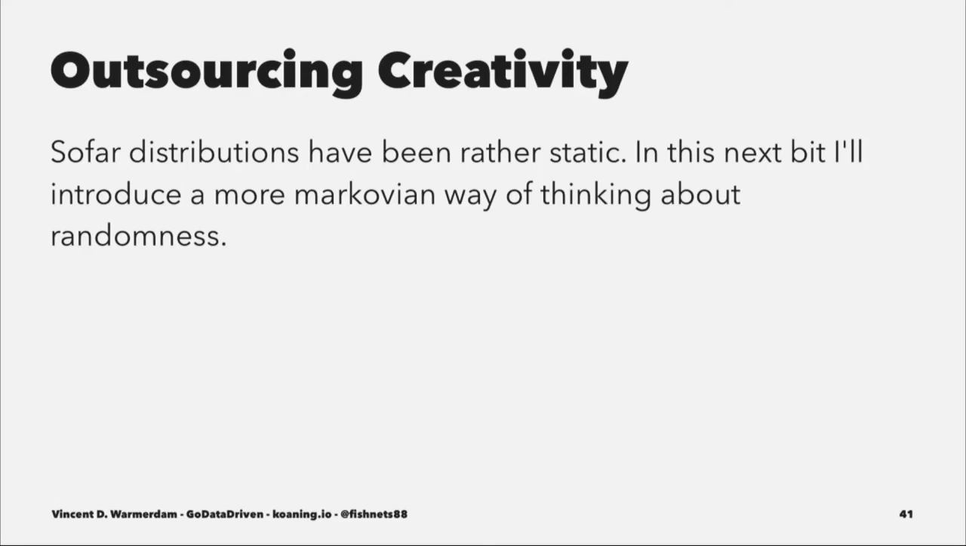So far the distributions have been a little bit static, and in this next bit I'll introduce a little bit more Markovian way to think about randomness. Because so far I've said, here's a distribution, give me a sample, give me a sample. And it wasn't really the case that the sample that I just got determines a little bit the next sample.